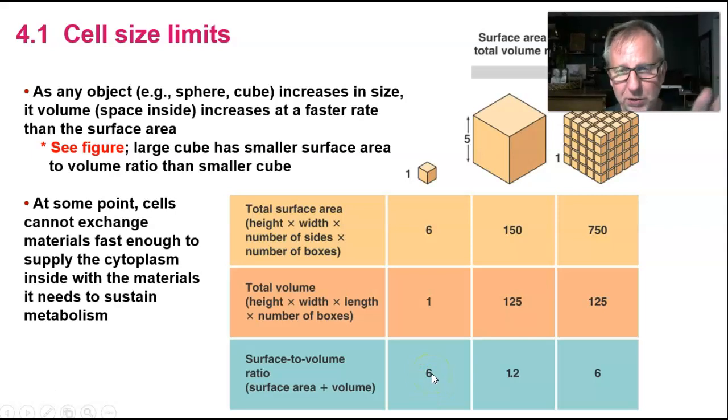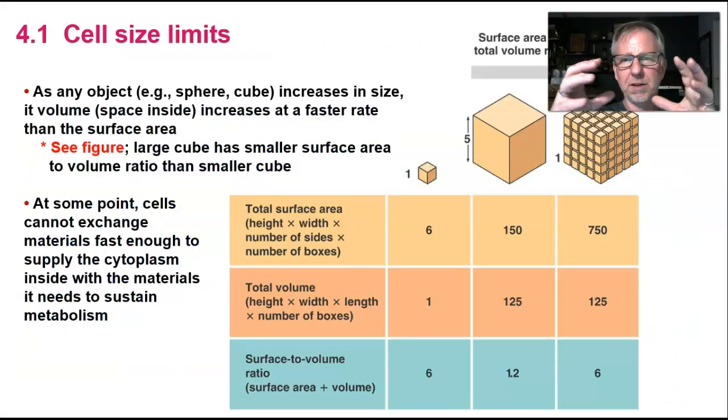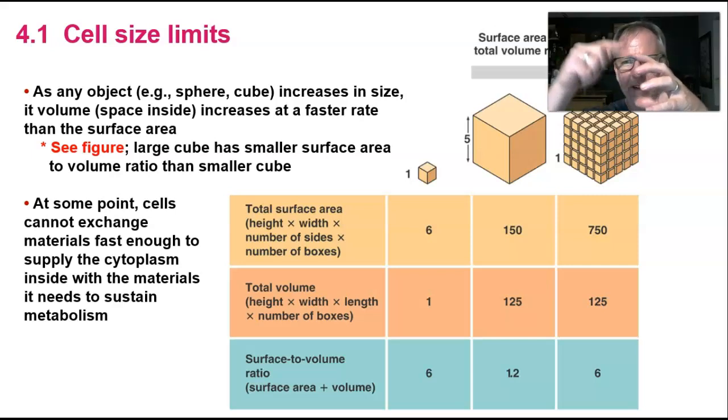Okay, here's the point related to cells. Because this happens to every kind of object, including cells, as cells get bigger, the amount of volume on the inside increases at a faster rate than the surface area. So at some point, the cells just can't move materials in and out of the surface fast enough to take care of the volume inside that's using all those materials for metabolism. There's a limit.